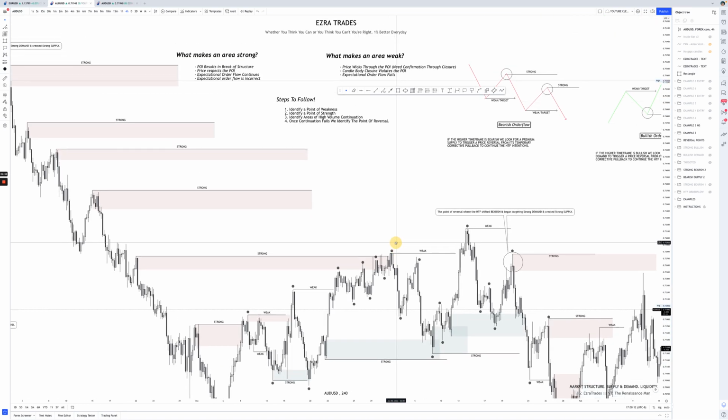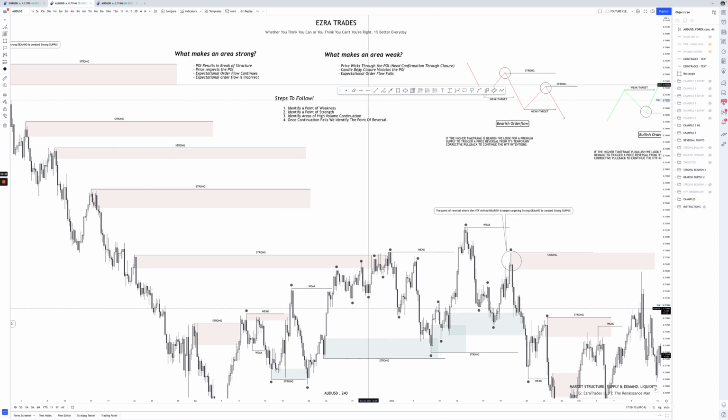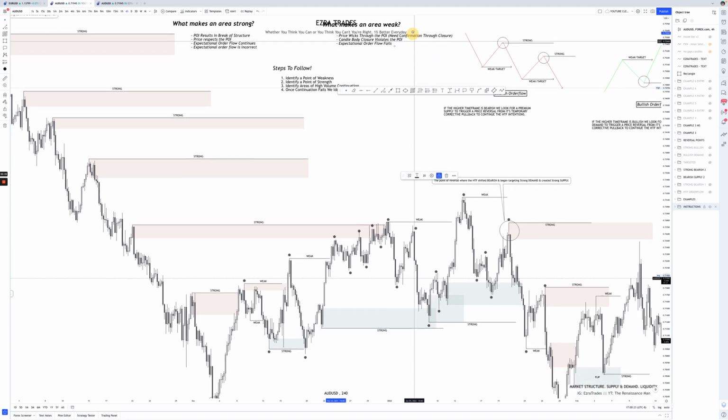Now, if we look up here to the rules, what makes an area weak? Well, we could say that an area that's weak is when price wicks through that area. But we could say we need confirmation through candle body closures.